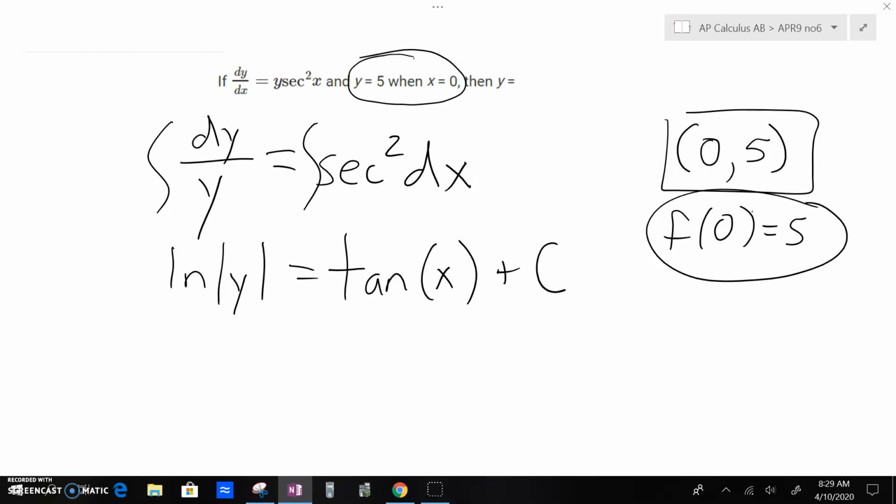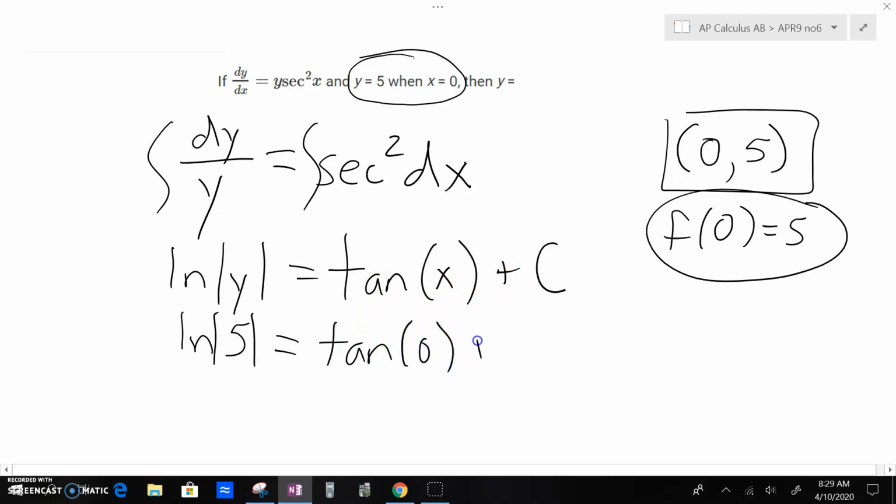So I'm going to take that 5 and put it in for y, and the absolute value of a positive number is a positive number, but I'll keep the bars there because it's not critical right now. And then we've got tangent of x plus c. Well, tangent of 0 plus c. And tangent of 0 is 0, so we just get the ln of 5 is c. And again, absolute value bars aren't necessary when you have a positive number on the inside.